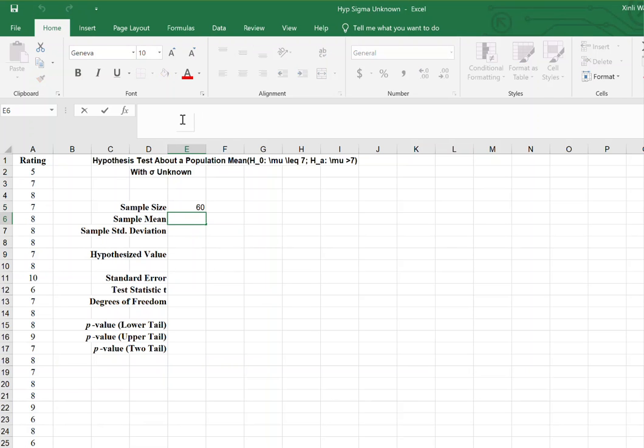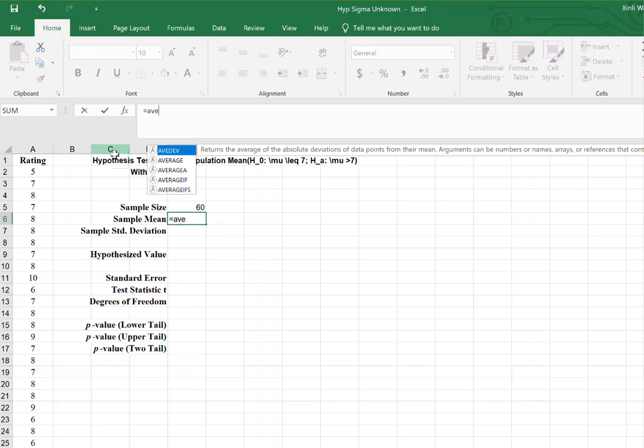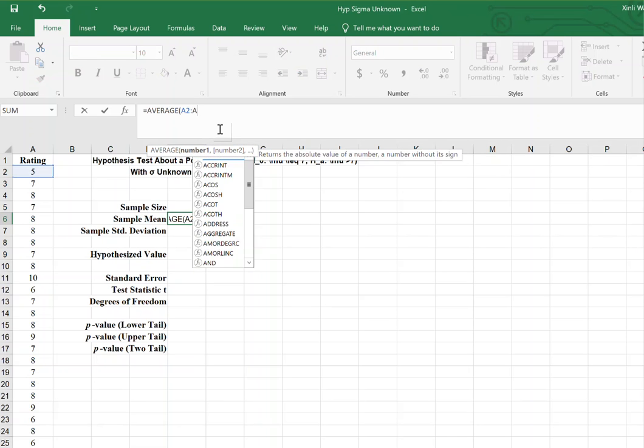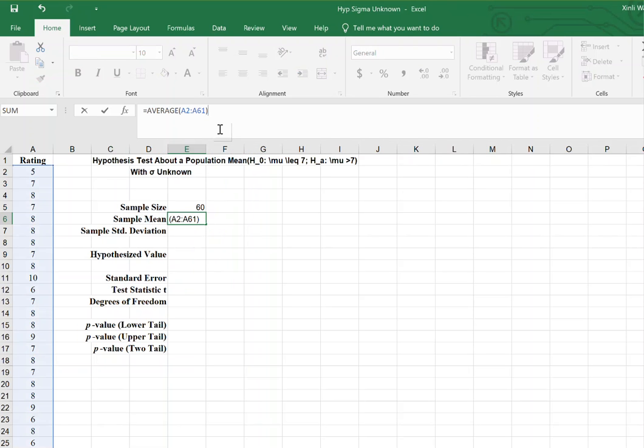And the sample mean, in order to figure out that, we're going to use the function average. Right here. The input is the same from A2 to A61. Make sure you include all the data points. So the sample mean turns out to be 7.25.